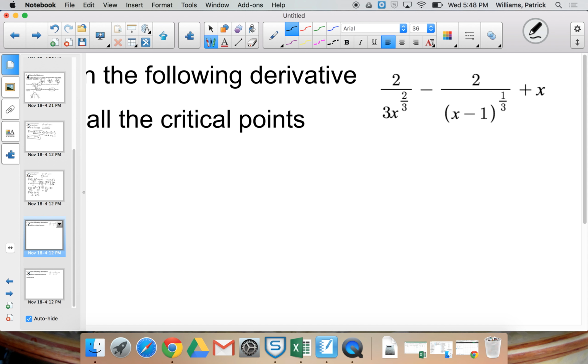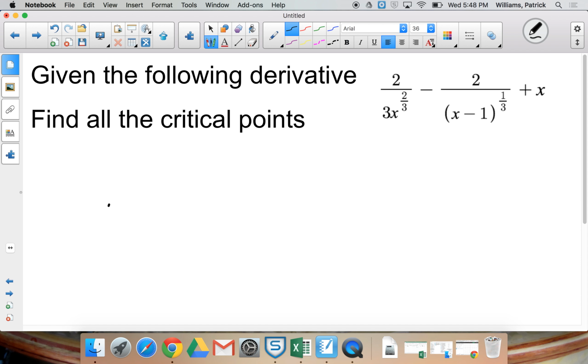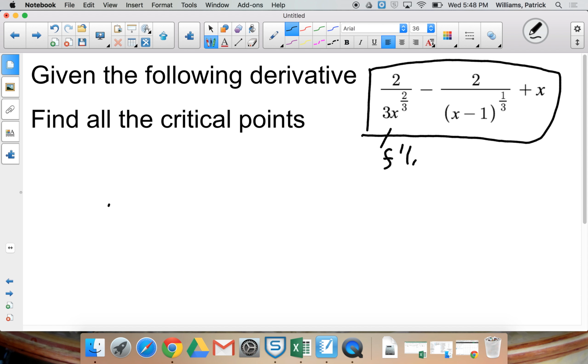Now we have something a little bit different, okay? Instead of giving you an actual function, this says I'm giving you this derivative. So this is f prime of x, okay? This might be an example of, let's say, a non-calculator portion of the exam. So first of all, find all the critical points.